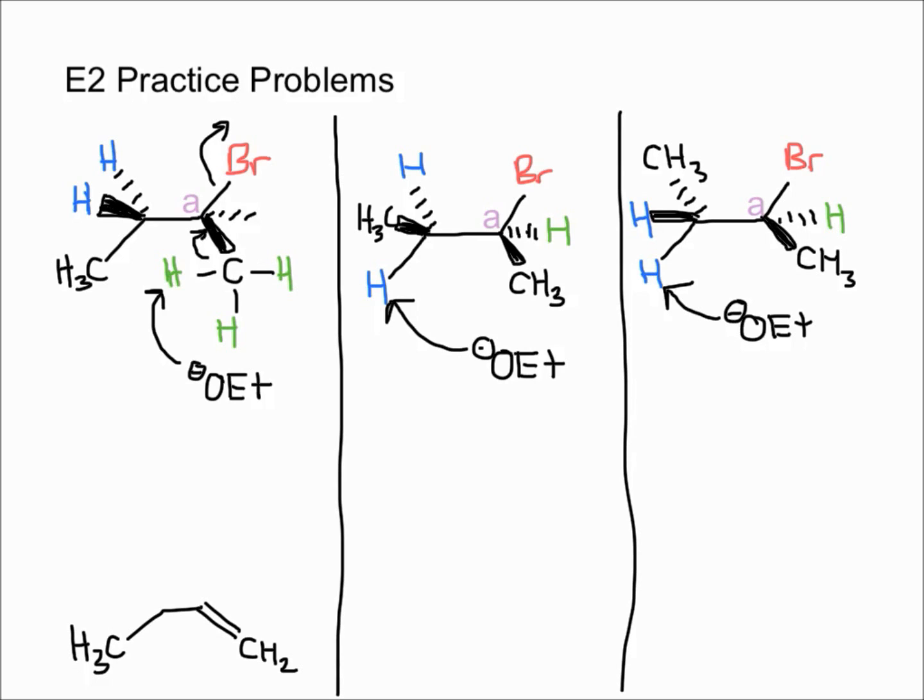Below, I drew your final product. As you can see, the pi bond is formed right there. Now let's move on to the next molecule. The blue hydrogen is going to be taken, and the electrons are going to form a pi bond there and kick the bromine out. So your final product would look like the molecule below.